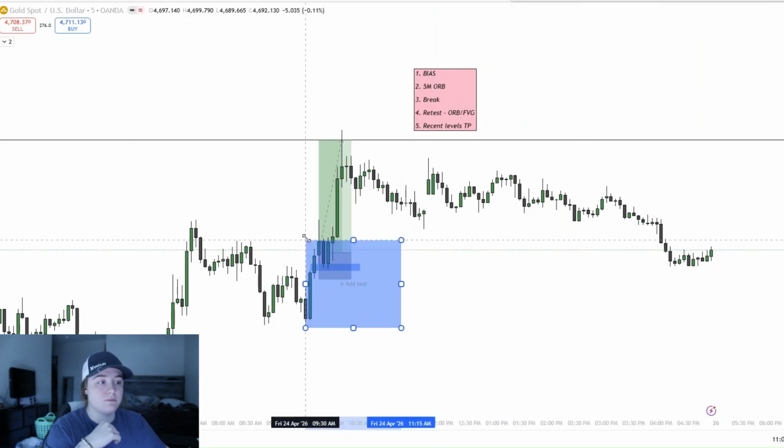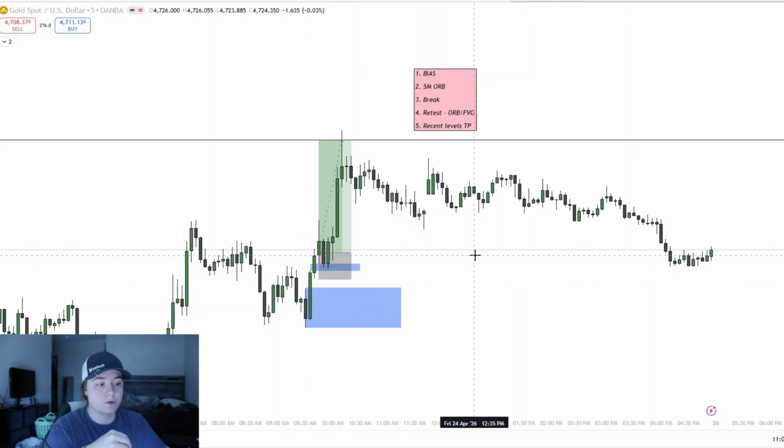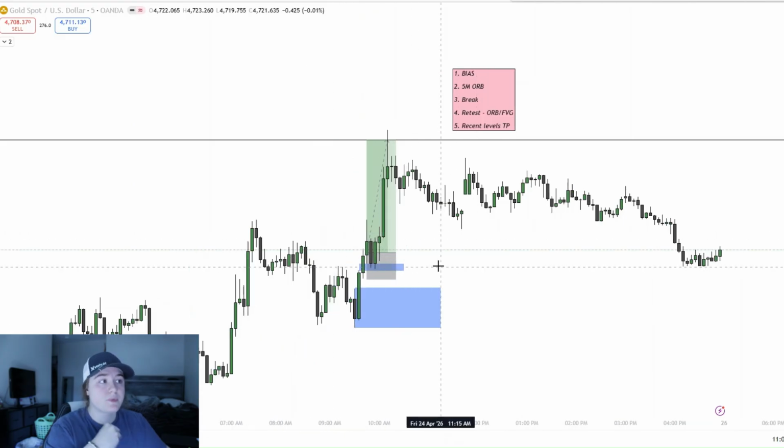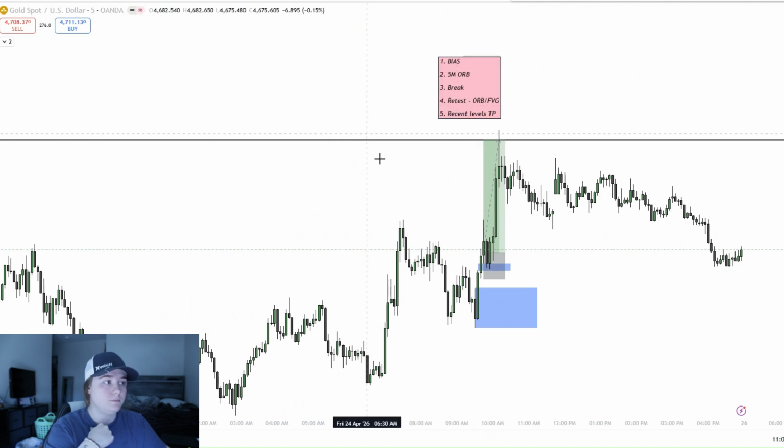Obviously, 15-minute would be like this or like this, right? So your zone is a lot smaller. Price might not come all the way back down. So what you can look for is a retest of a fair value gap in that scenario. We're going to look at more.